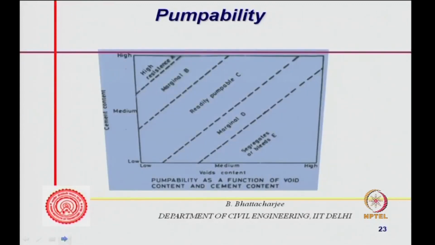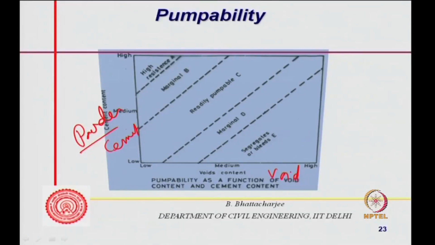If you see another diagram, for example, the void content versus this side is void and this side is cement. Of course, I will call it powder here, in current days we call it powder, in the good old days one would have called it cement.